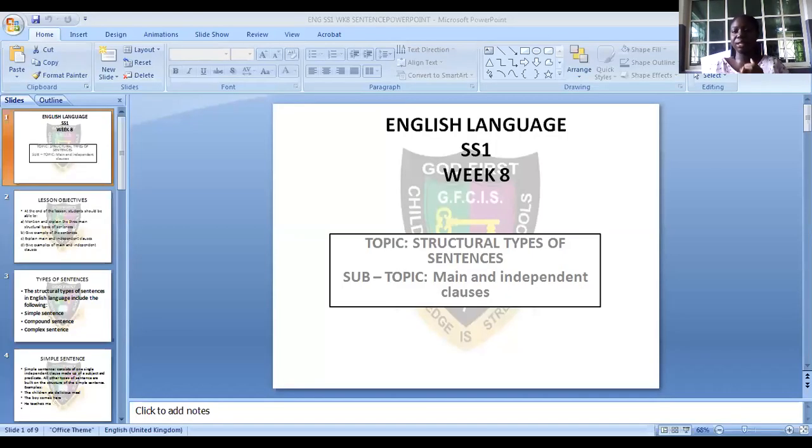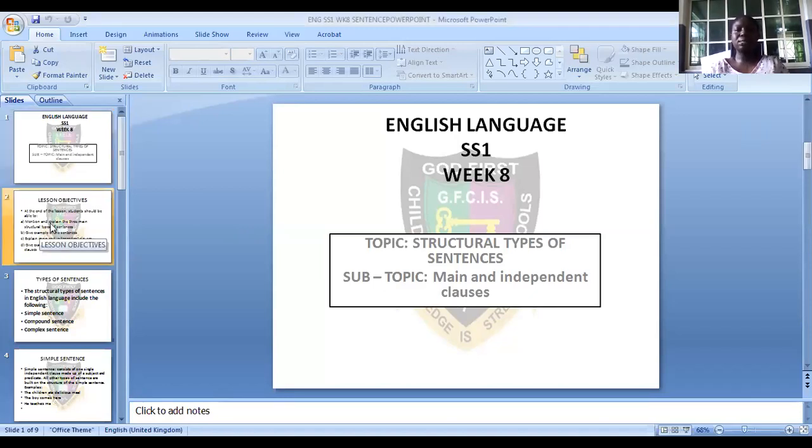Today we are proceeding to week 8. In the week 8 video, we are still on grammar, and we are going to be looking at sentences, specifically the structural types of sentences. In English language, there are functional types of sentences, and there are structural types of sentences. Today we are looking at the structural types. Then our subtopic will move slightly into main and dependent clauses. We'll just look at it briefly.